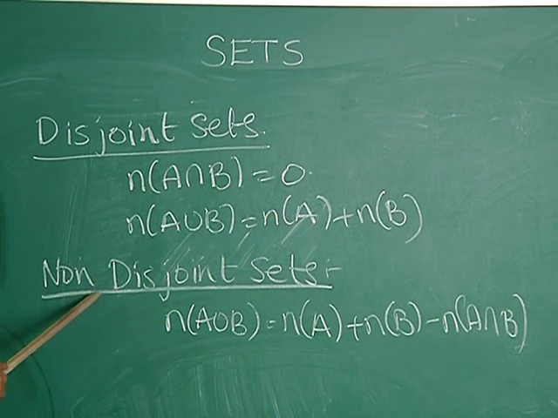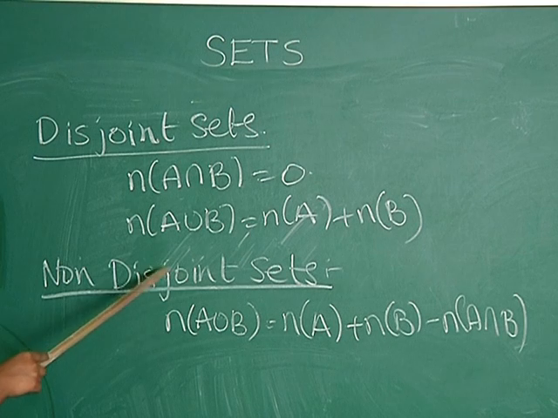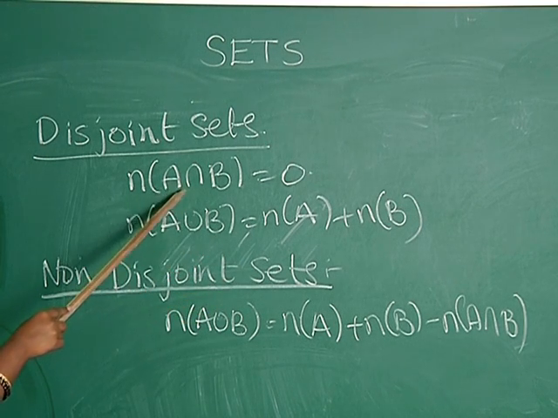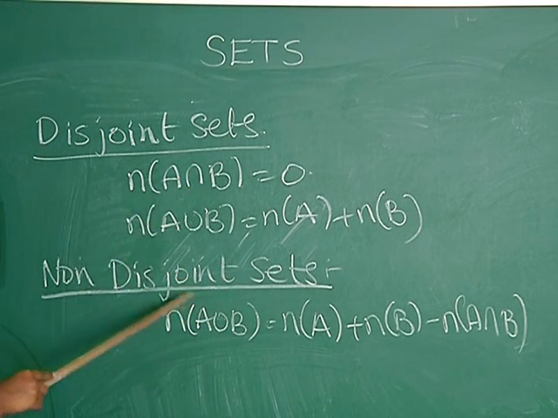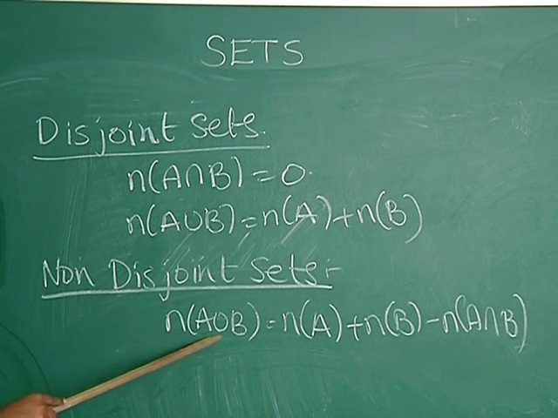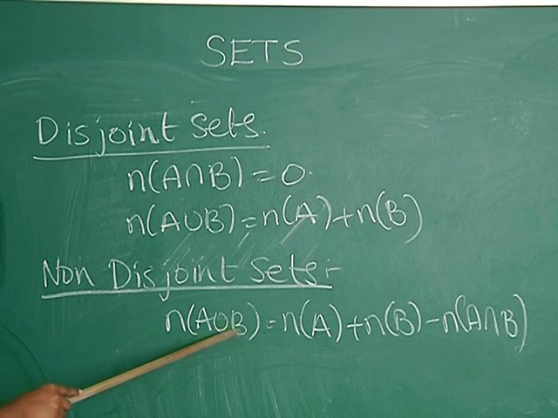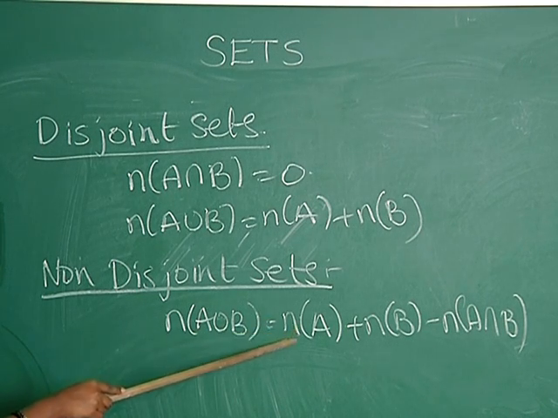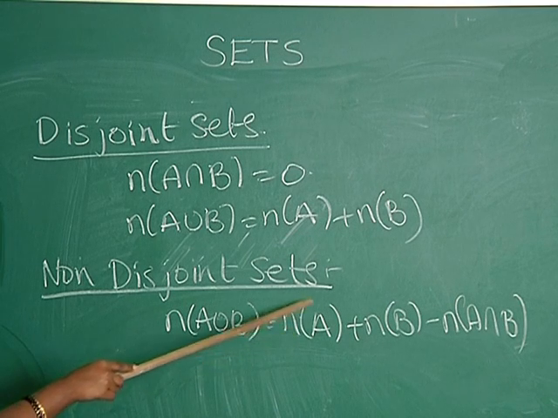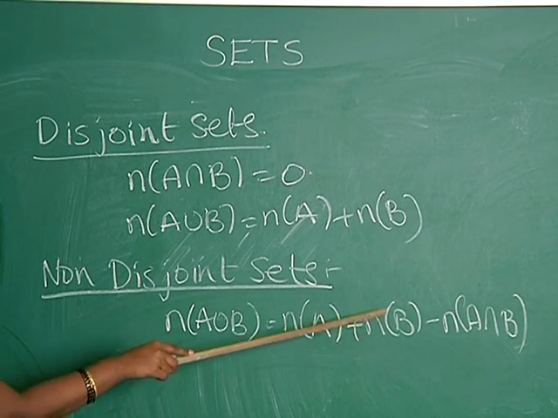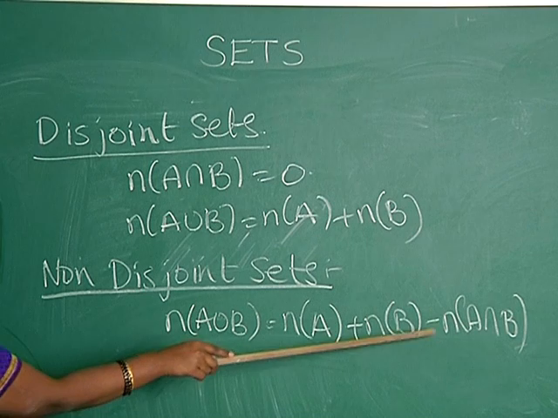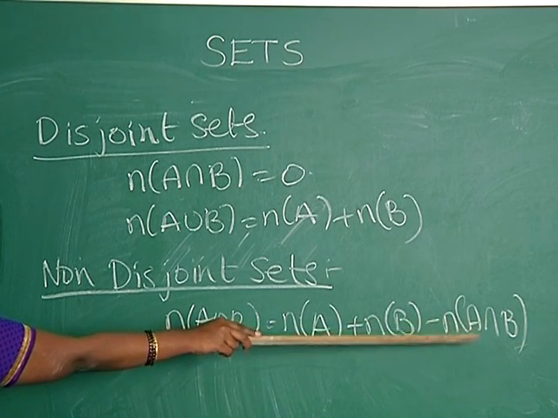In case it is non-disjoint sets, A intersection B will have common elements. So the formula will be n of A union B, the number of elements present in A union B, equal to n of A, the number of elements of A, plus the number of elements of B, minus n of A intersection B.